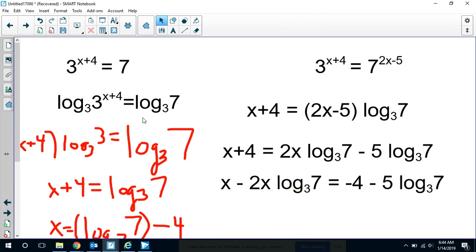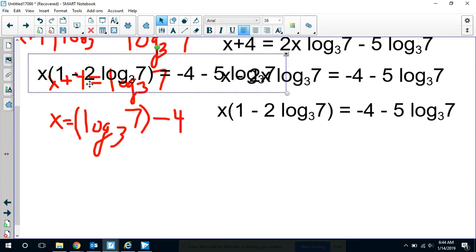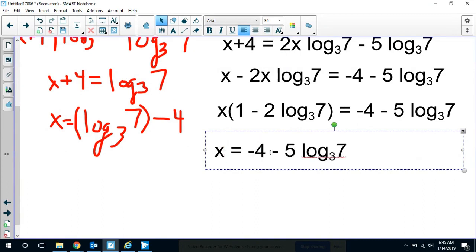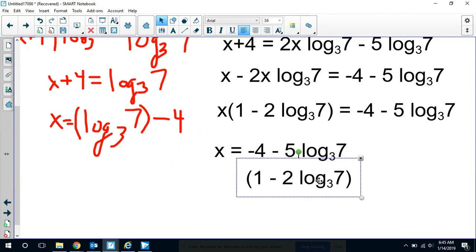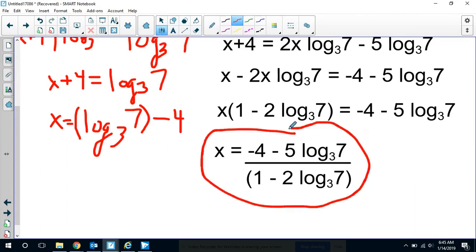Now I will factor out an x. Now all I have to do is divide both sides by 1 minus 2 log base 3 of 7. So if I divide both sides by 1 minus 2 log base 3 of 7, I now have my answer. So x equals negative 4 minus 5 log base 3 of 7 divided by 1 minus 2 log base 3 of 7.